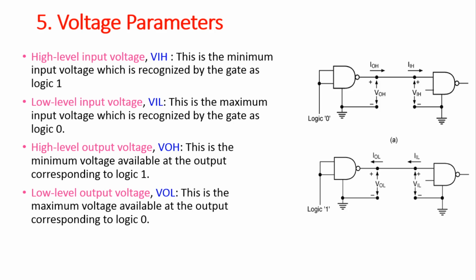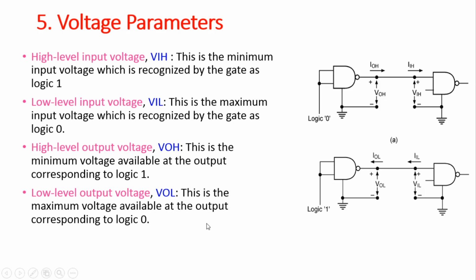Next is high level output voltage, VOH. This is the minimum voltage available at the output corresponding to logic 1. And the last one is low level output voltage, VOL. This is the maximum voltage available at the output corresponding to logic 0. And in the diagram, the same has been reflected.